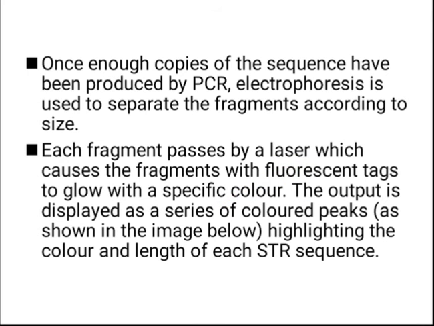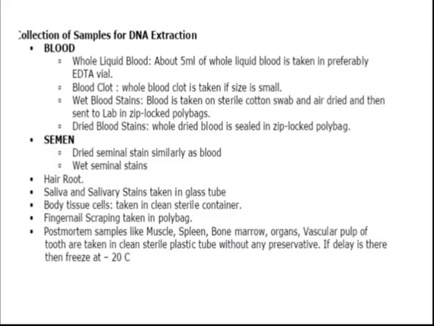And once enough copies of the sequence have been produced by the PCR method, or the polymerase chain reaction, the electrophoresis technique is used to separate the fragments according to their size. Each fragment passes by a laser, which causes the fragments with fluorescent tags to glow with a specific color, and the output is displayed as a series of colored peaks on the readout device, as shown in the diagram here.